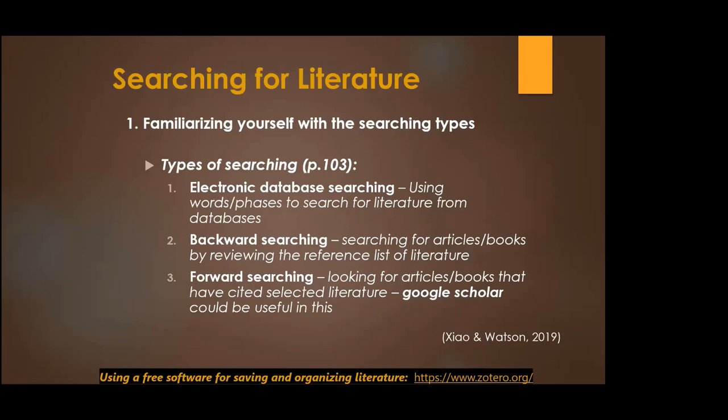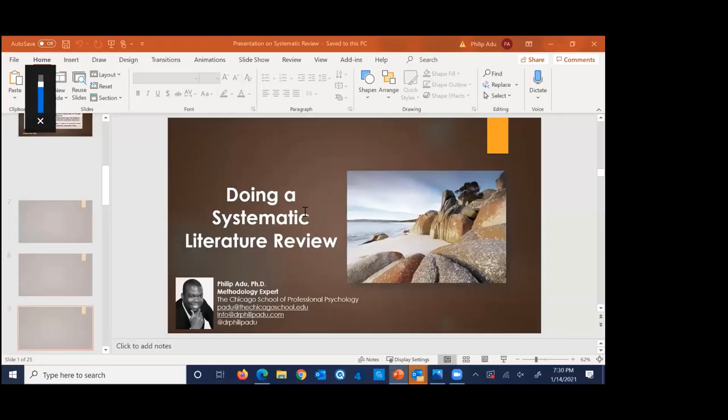The forward searching is where you look for articles that have cited the main article that you are looking at. So you look at a promising article, you search, and then find out what are the articles that have cited this article, right? Most of the time you can use Google to do that.